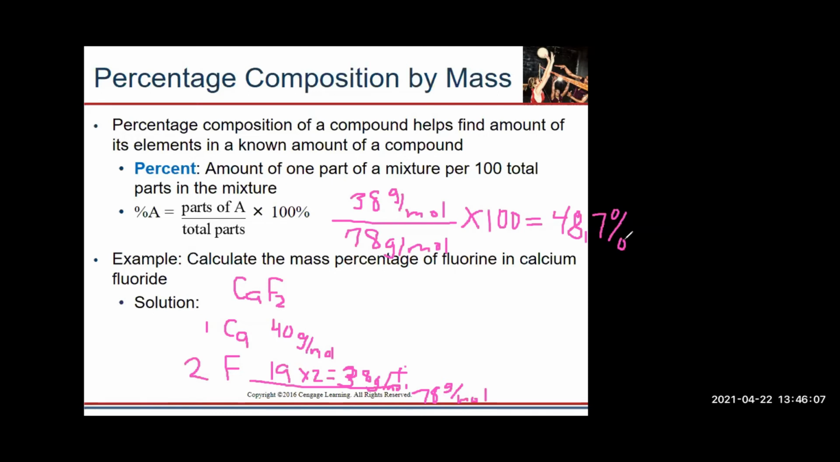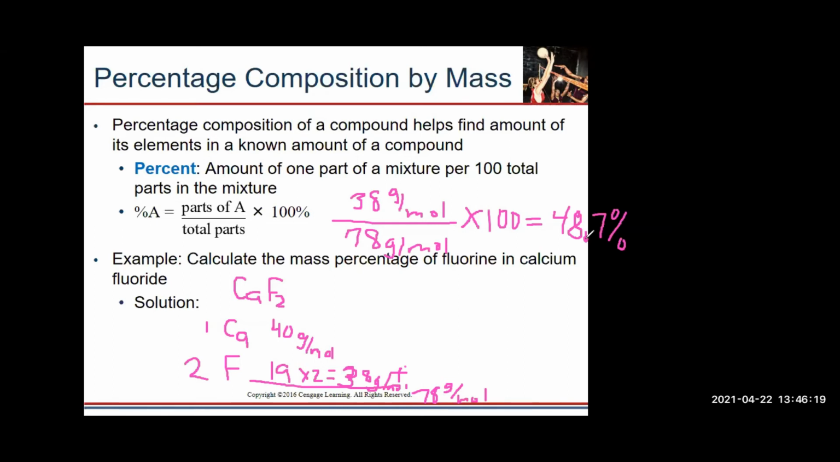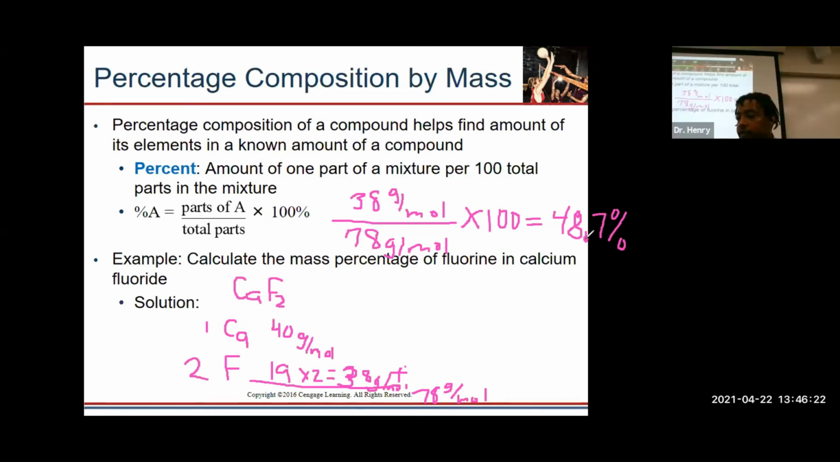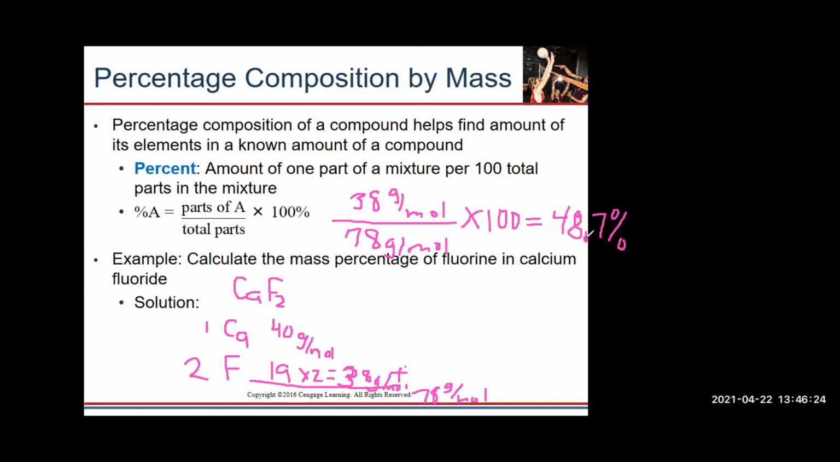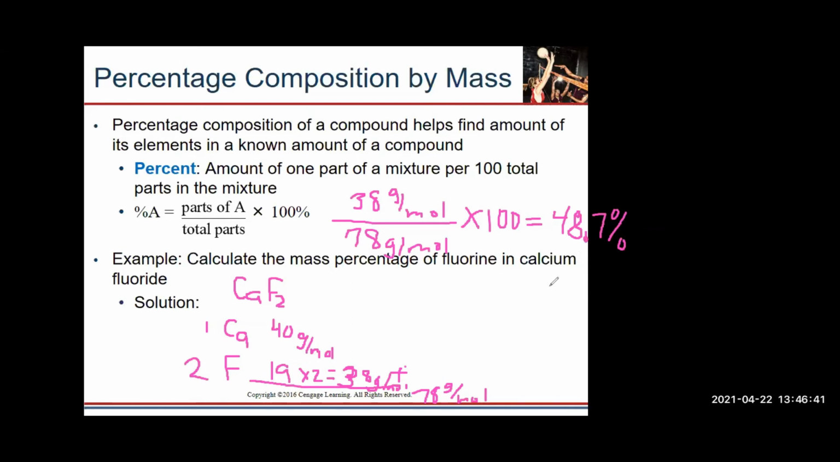Yes. Dr. Henry, is that a 1 or a 7? That's a 7, 48.7. I got 48.1. In the calculator, I put parentheses first, then 38 divided by 78, close parentheses, times 100. Let me check, I may have made a mistake. I had 48.7. I got 48.7, 48.717. Yeah, same.